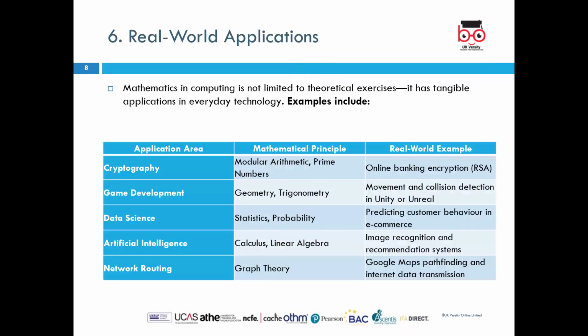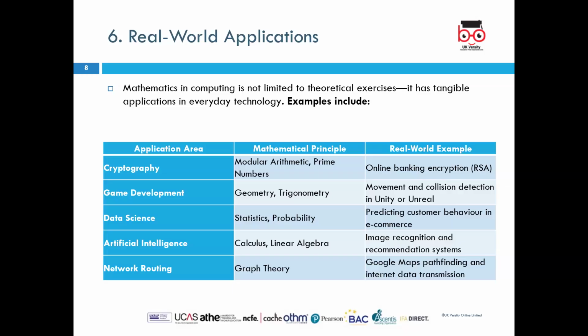So here's a table to show real-world applications of all of the principles that we have spoken about. Some examples include cryptography. The mathematical principle, like we spoke about, is modular arithmetic and prime numbers. Now, it says predominantly in online banking encryption, such as RSA. That's a good real-world example.